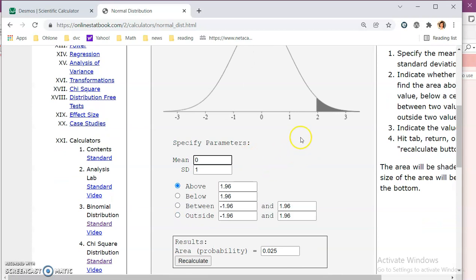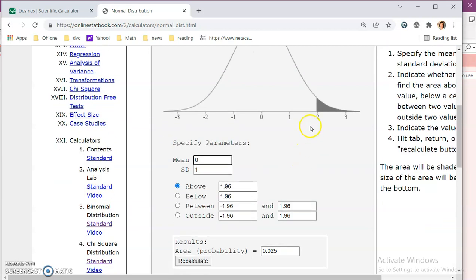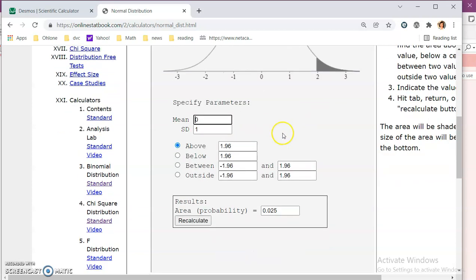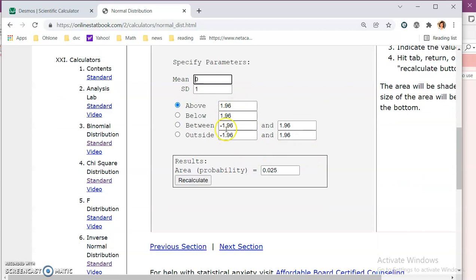There are 3 sections in this calculator other than the graph. The graph shows 0, 1, 2, 3, -1, -2, -3, which are actually the common values of z-score. So if you calculate a z-score for a normal distribution, usually the z would fall into these numbers, with most of the cases clustering from -1 to 1. And because it's a standard normal calculator, when you first load it, the mean is always 0 and the standard deviation is always 1.